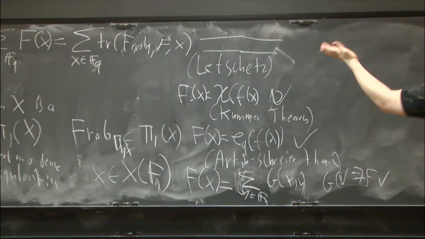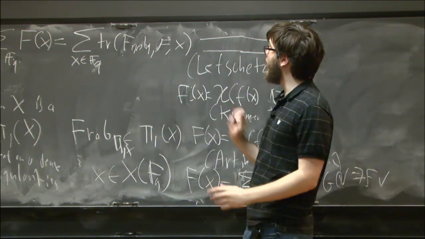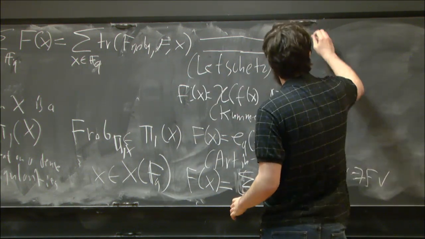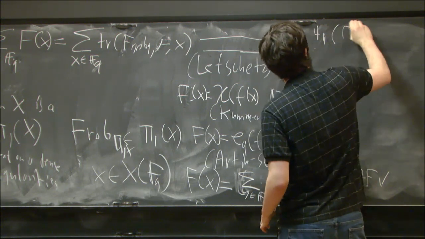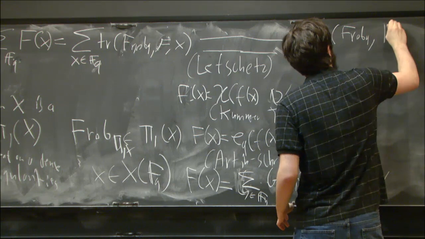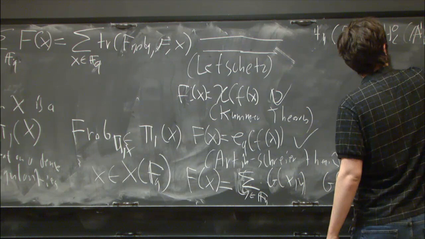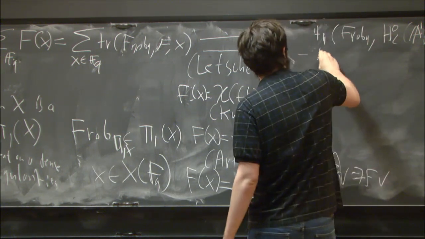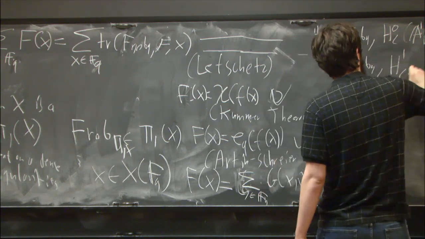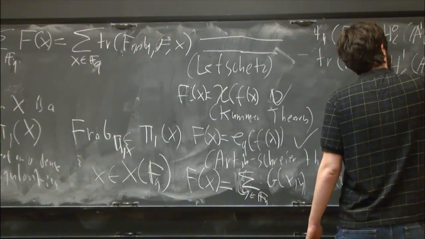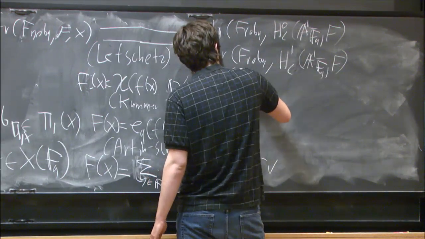But what can we say about this sum using algebraic geometry? We can use the Lefschetz fixed point formula. And the sum looks like this. I'm going to write all the terms out. It's the trace of Frobenius on the first compactly supported cohomology group of the sheaf, minus the trace of Frobenius on the zeroth, on the first one, plus the trace on the second one.